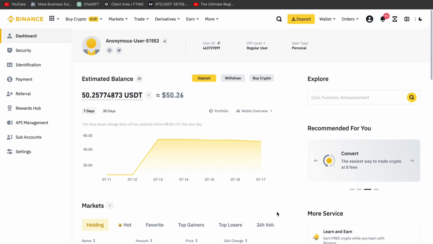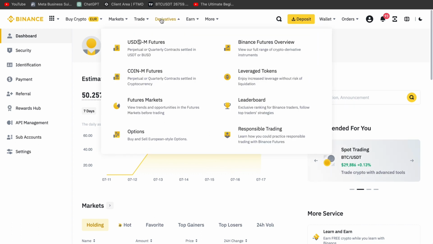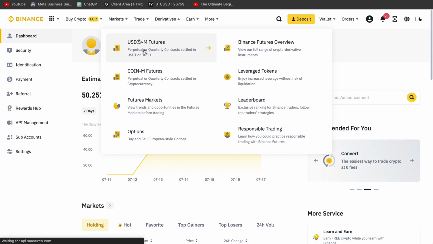We are going to use it to do the tutorial. So I'm going to show you how to add indicators, how to add your support and resistance, and also add your price prediction tools. So what we want to do is, once you are on your Binance dashboard, click on derivatives. When you click on derivatives, you click on USDT-M futures.